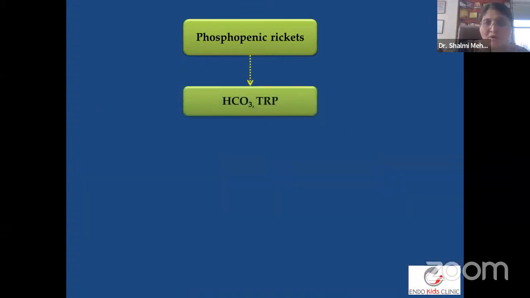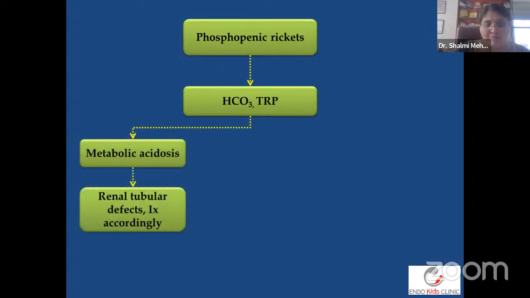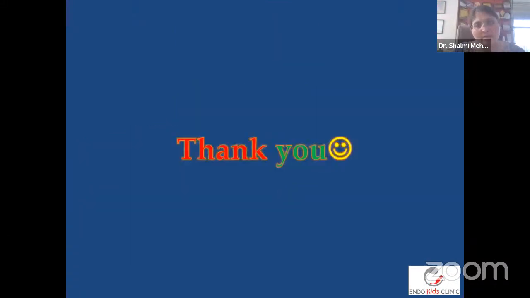If I talk about the phosphopenic rickets, yes, we would do a bicarb, because if the bicarb is affected, you're looking at probably a generalized renal tubular disorder, right? So whether there's metabolic acidosis or not, then you would investigate accordingly, treat accordingly. And if not, probably you're looking at just a plain isolated hypophosphatemic rickets and treat accordingly. Thank you so much.